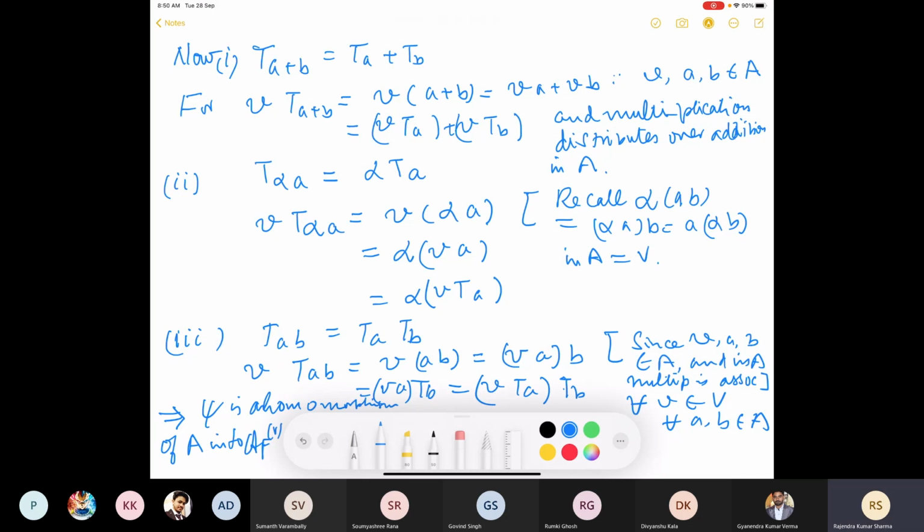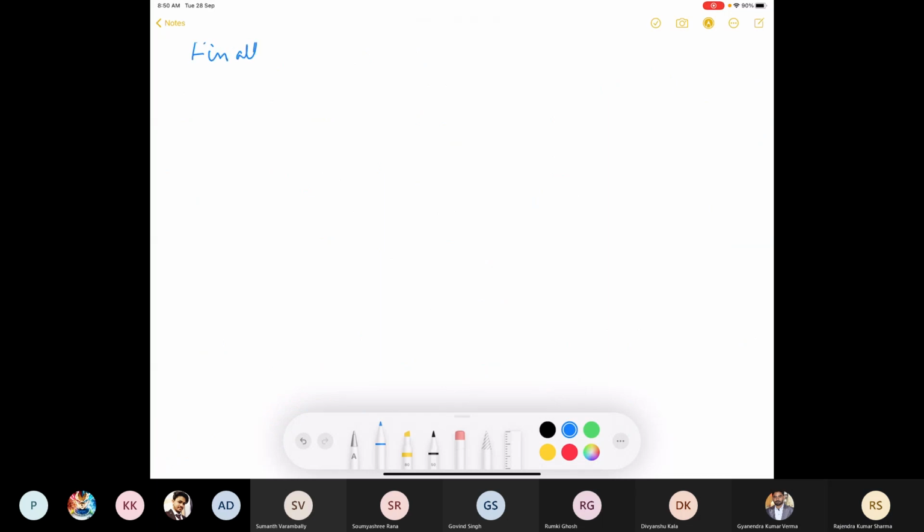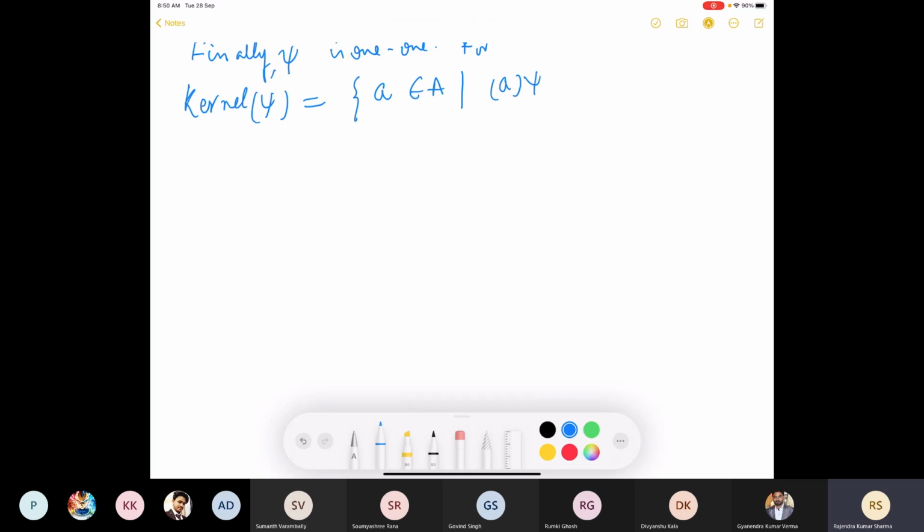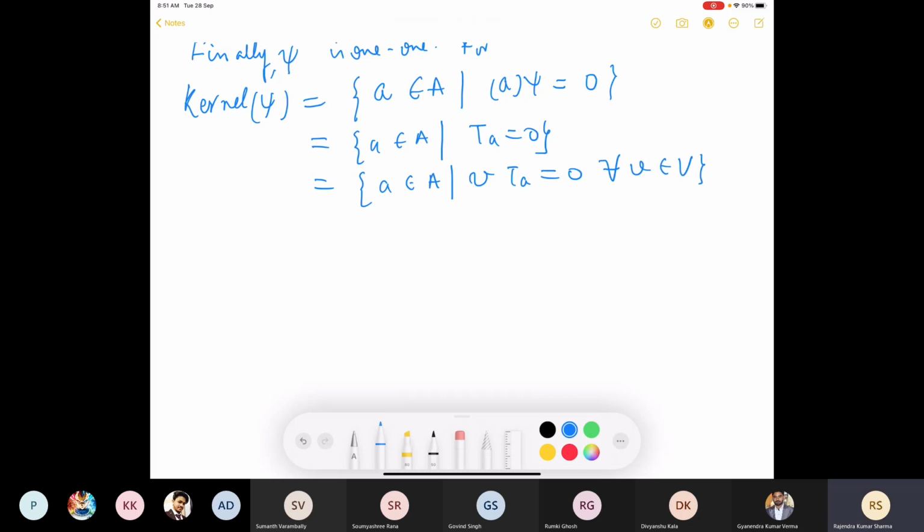Finally, we need to show that ψ is one-to-one. For this, either you prove it map-wise or you can construct the kernel. What is the kernel? The kernel of ψ is all elements A in 𝒜 such that the image Aψ is 0, where this 0 is the zero map. This is all A in 𝒜 such that T_A is 0. So v under T_A as a map is 0, that means vT_A is 0 for every v in V. Now V and 𝒜 are the same, and 𝒜 is an algebra with identity.